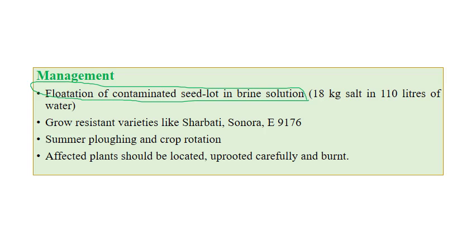Growing resistant varieties like Sharbati, Sonar and E9176 can be recommended along with summer ploughing and crop rotation. Affected plants should be located and uprooted carefully and burnt. This is also one of the management practices, so that if we do this we can avoid the inoculum and further spread of the disease.